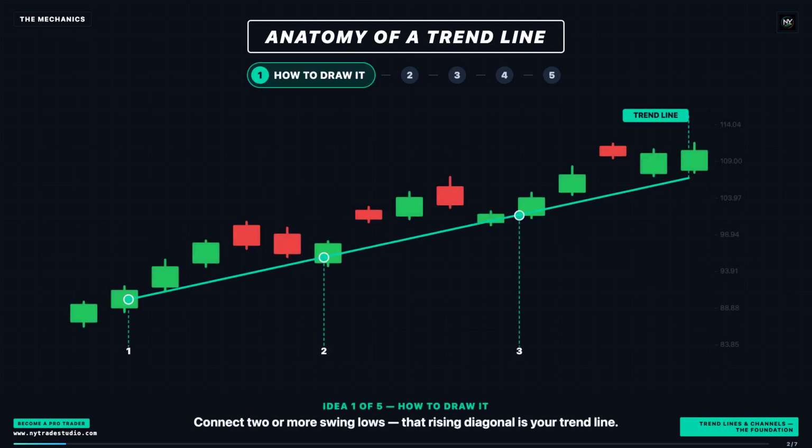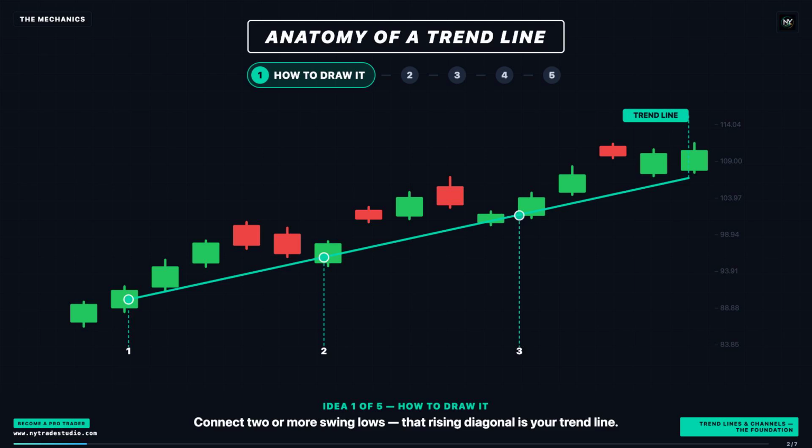Look at this rising market. It does not go straight up, it climbs in steps, pulling back to make a series of higher lows. A trend line just connects those lows. You find 2 points where price dipped and turned back up, and you draw a straight line through them, extending it out to the right.